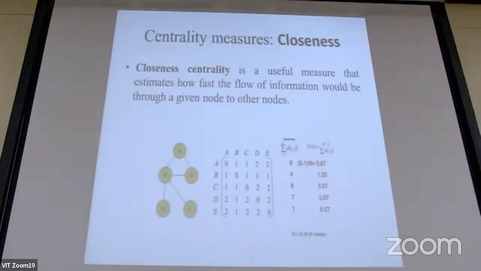Okay. So another kind of centrality measure is closeness. Closeness is useful to measure how fast the information would be flowing from one node to another.